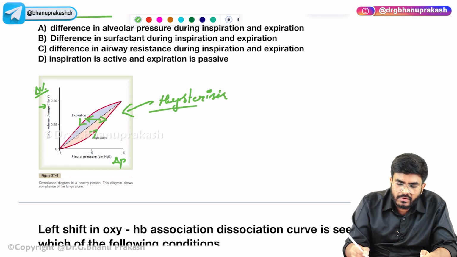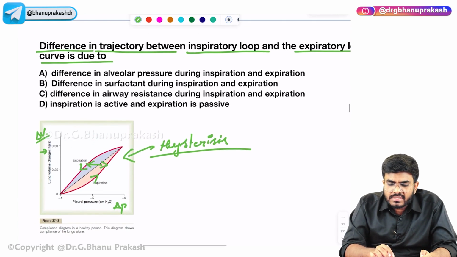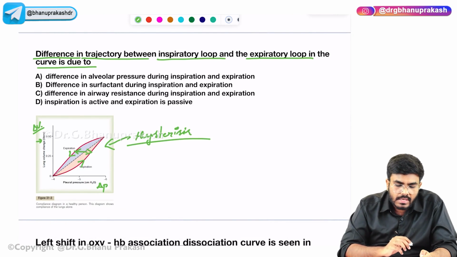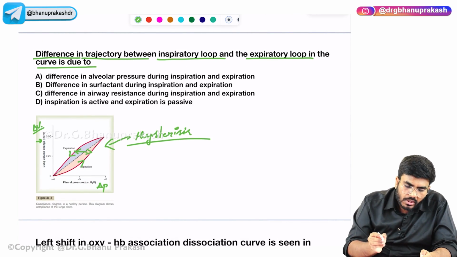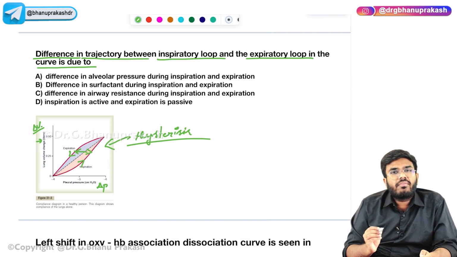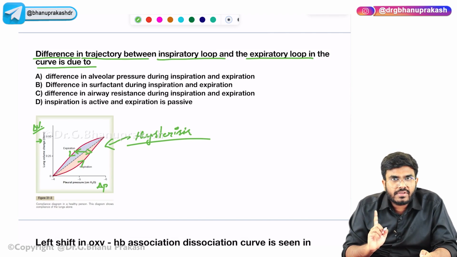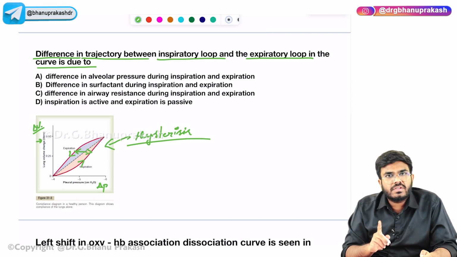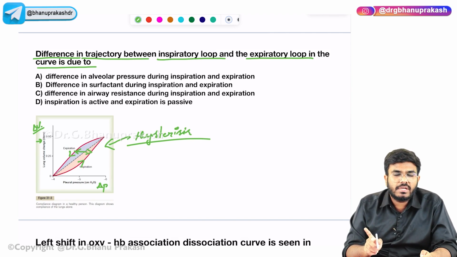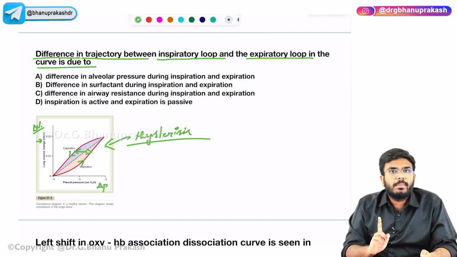Okay, this difference is called as what? Hysteresis. And why is there this difference? This difference is due to change in the surfactant concentration and change in the surface tension. Both the surfactant concentration and surface tension change during inspiration and expiration. That's why there is a change in the compliance.